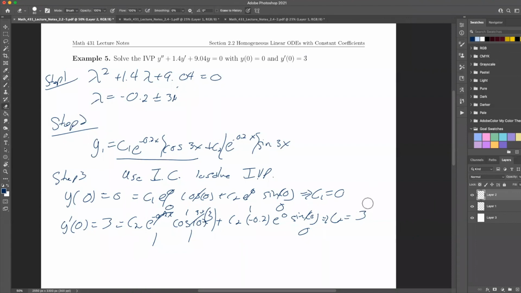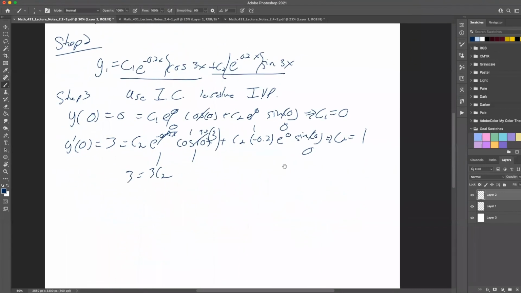So this ends up being C2, and 3 equals 3 C2. This is 0, so I just throw this away. I'm only taking the derivative of this. The derivative of this is C2: hold this one constant, take the derivative of that, and the 3 pops out, which I forgot. So C2 equals 1, and then we have our final answer here.